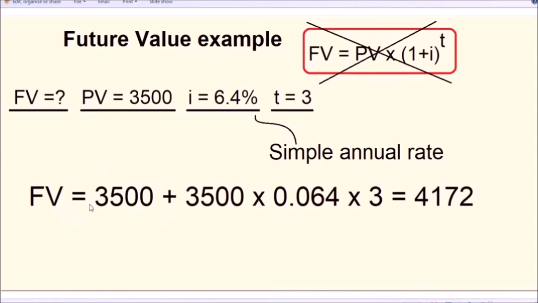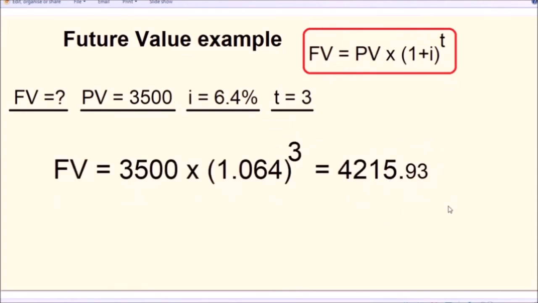In the future, the investment will still include the principal amount of 3,500 and some earnings where the interest of 6.4% is earned only on the principal amount, and that happens over 3 years. So we simply multiply that by 3, giving us 4,172, which is in this case not very much different from the future value with the compound interest rate. But when you look at a longer period of time, the difference accumulates really fast. So let's have a look at another example with a longer period of time.